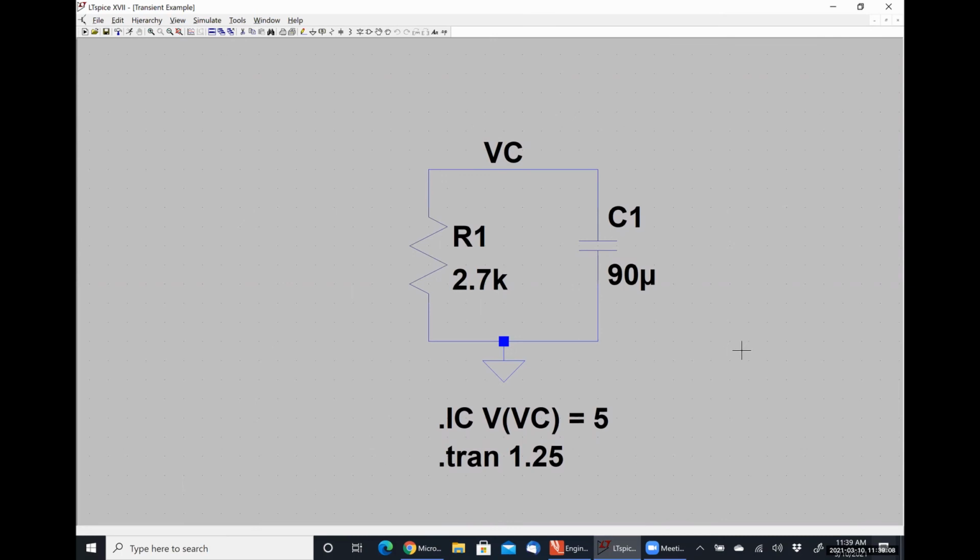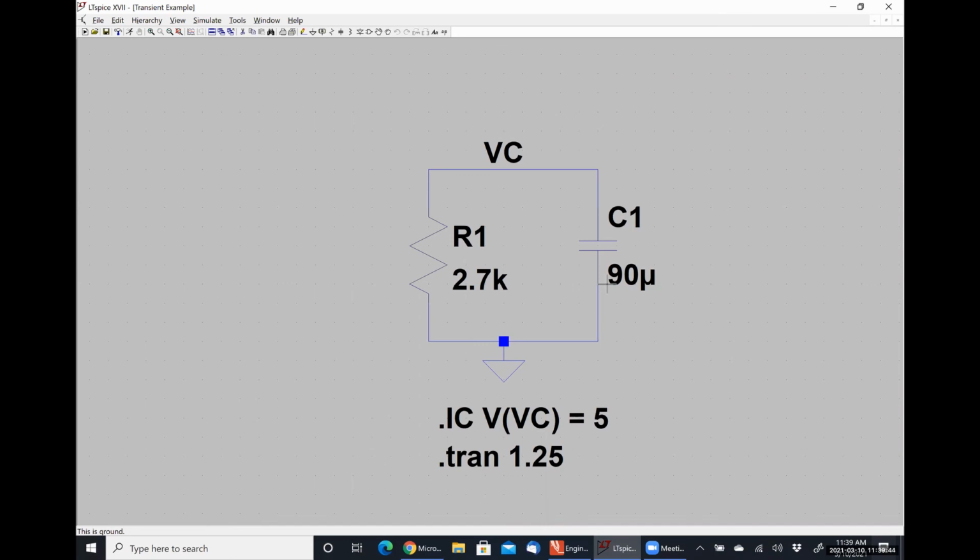So if I had a circuit which, when the source got taken out, was simply a 2.7 kilo ohm resistor in parallel with a 90 microfarad capacitor, and I knew that the voltage across my capacitor at t = 0- was 5 volts, I can do what's called a transient analysis, which is simply plotting functions with respect to time. For this particular circuit, because it's an RC circuit, somebody with a calculator tell me what the time constant is supposed to be.